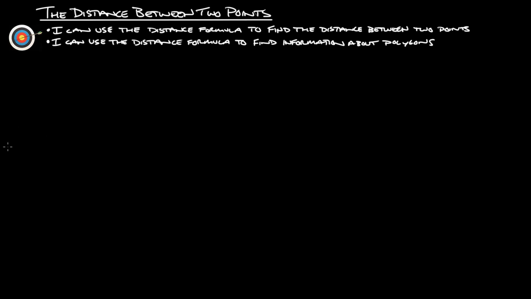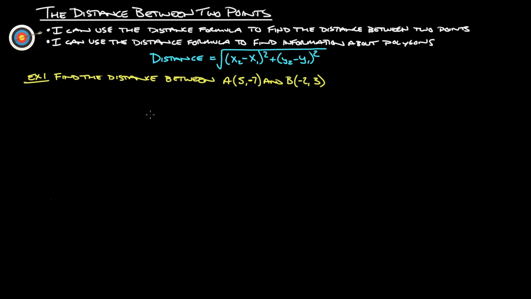Okay, so first things first, let's take a look at the distance formula. The distance formula is the square root of the difference of the x's squared plus the difference of the y's squared. That's what you get when you have 2 points, right? It's the distance between 2 points. The easiest way to help this make more sense is to take a look at an example.